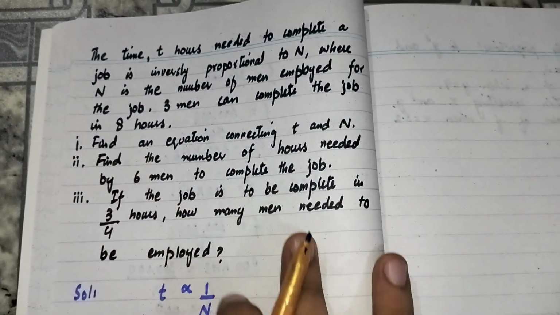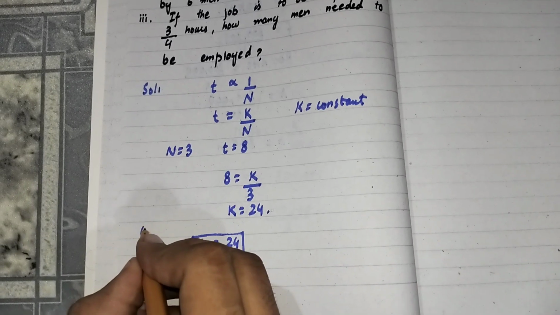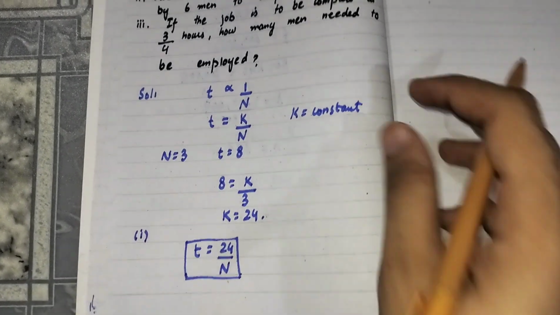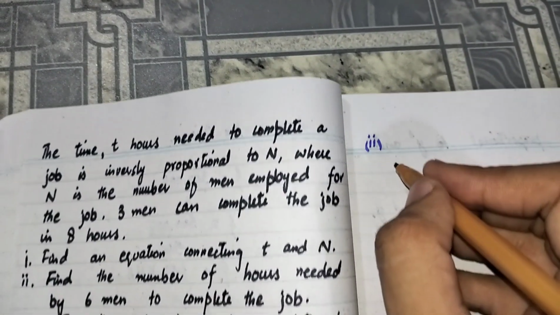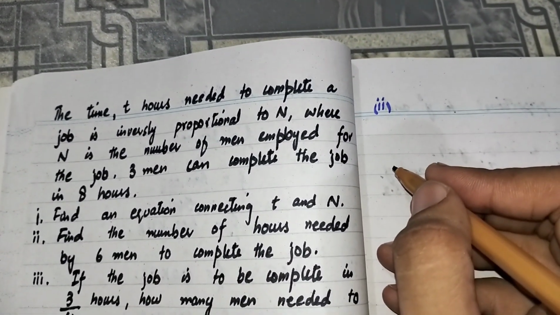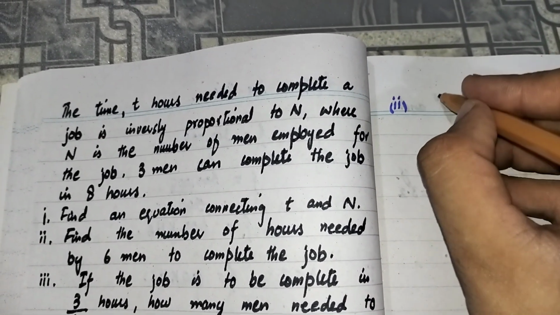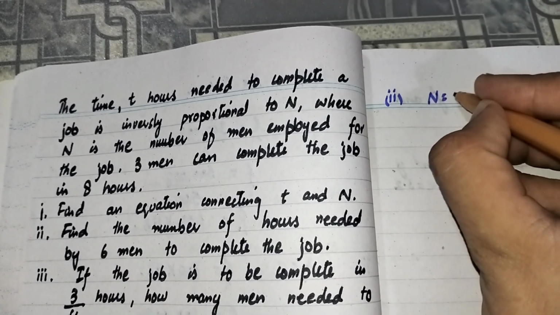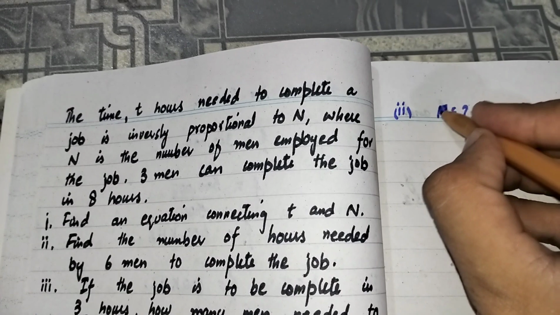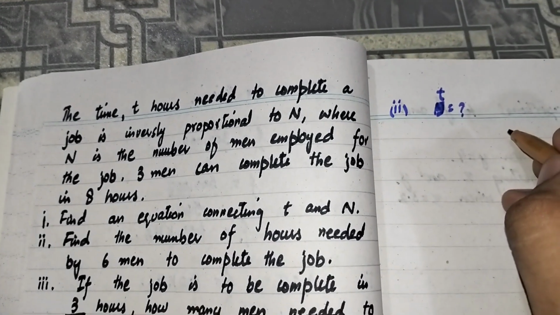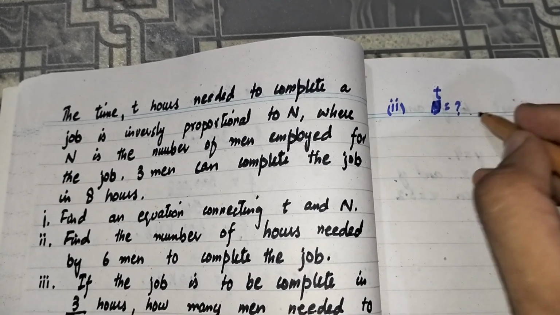In the first part, find an equation connecting t and n. The equation connecting t and n is t is equal to 24 upon n. This is the first part. Moving to the second part, they are saying to find the number of hours needed by 6 men to complete the job. Number of hours means that we have to find the time period, the number of hours needed by 6 men to complete the job.